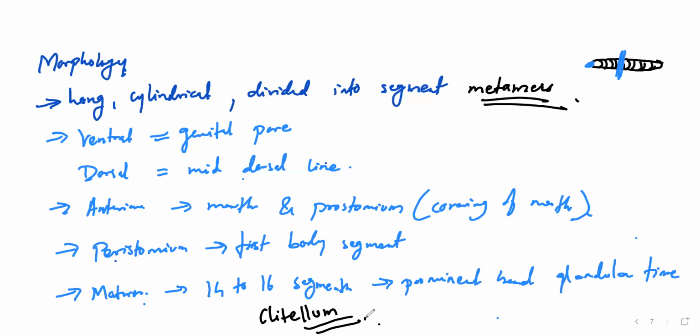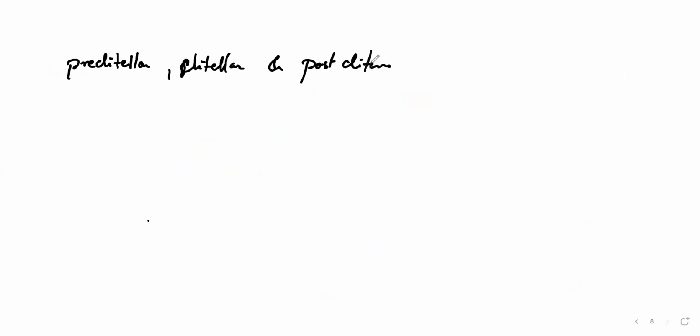This clitellum is again divided into three: pre-clitellar, clitellar, and post-clitellar. So segments 14 to 16, which are covered by a glandular epithelium, are known as the clitellum, and the clitellum is divided into three parts: pre-clitellar, clitellar, and post-clitellar.